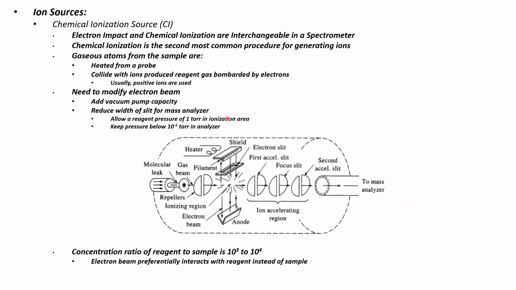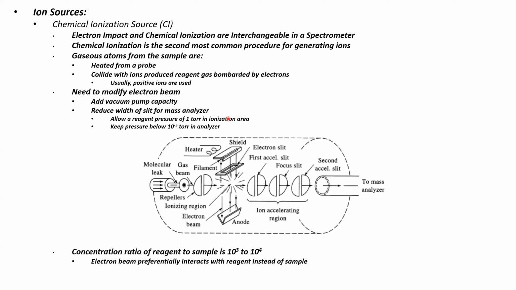So electron impact and chemical ionization are interchangeable in a spectrometer. Chemical ionization is the second most common procedure for generating ions. Gaseous atoms from the sample are heated from a probe and collide with ions produced by the reagent gas bombarded by electrons, and this is usually positive. Usually we have positive ions. So we need to modify the electron beam.